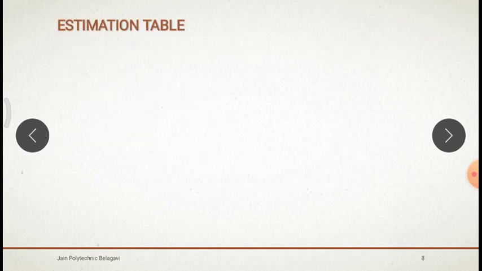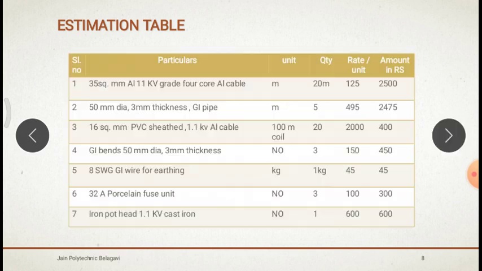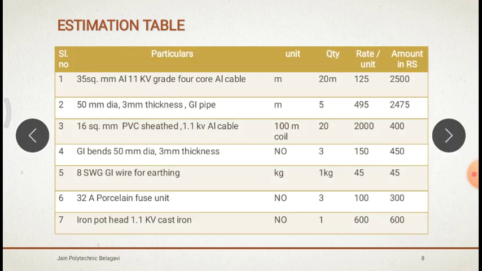So for the estimation table, all materials you have to put in the table and you have to ask the market rate, the market price, and you have to remember those prices also. Then you will get the total amount. So 35 square mm aluminum 4-core cable, how much? 20 meter we require, and for 1 meter it is 125 rupees. How much is it for 20 meter, that you have to calculate.